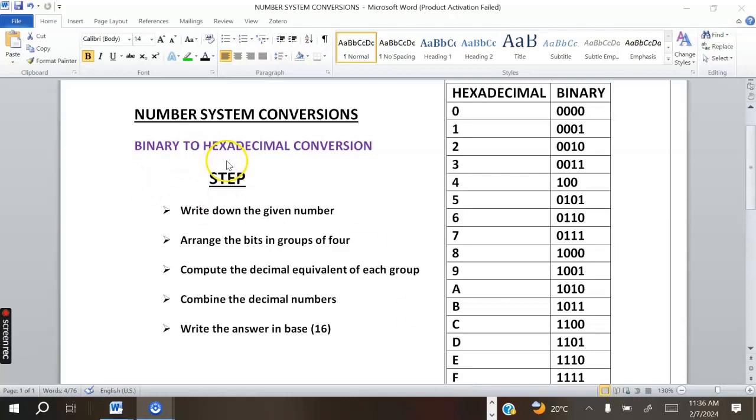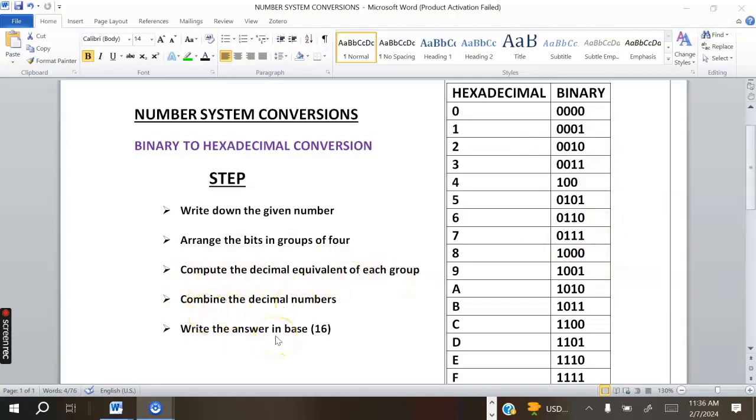So these are the steps that we take whenever we want to convert a binary number, that is 1 and 0, to hexadecimal, that is from 0 all the way to F. Step one, you write down the number. Step two, you arrange the bits in groups of 4. This is the most important part. As you can see, the bits are arranged in groups of 4. Number 3, you compute the decimal equivalent of each group. Number 4, you combine the decimal numbers.